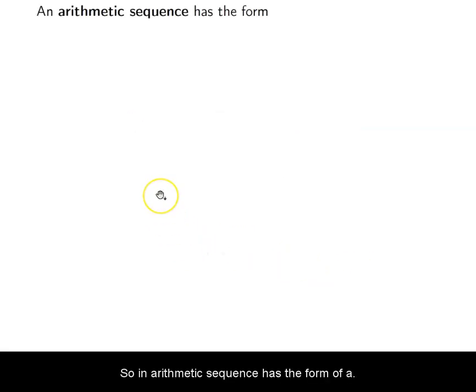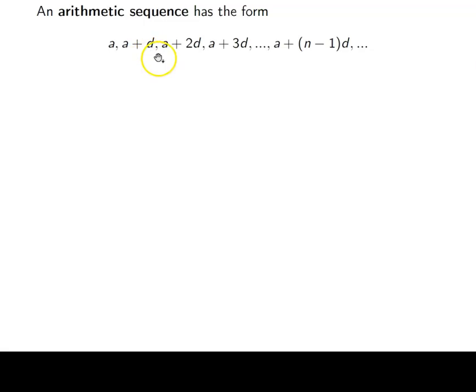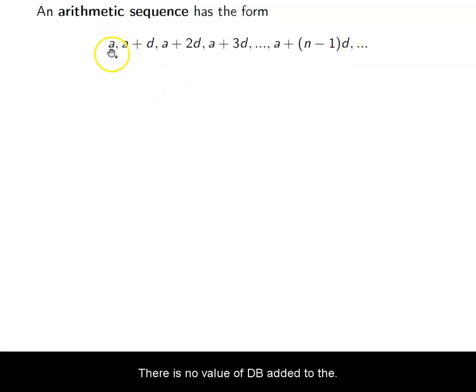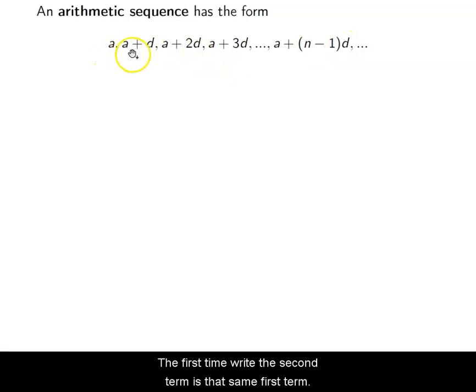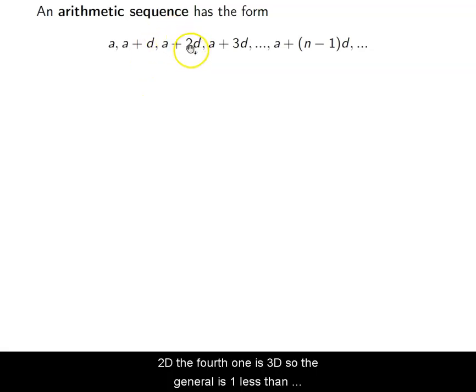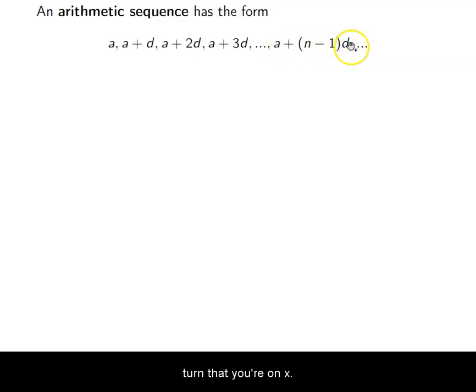Okay. So an arithmetic sequence has the form of a, plus some value d, a plus 2 times that value, a plus 3 times that value, and so forth. The generalized term is a plus (n minus 1)d, right? So notice that for the first term, there is no value of d being added. The second term is that same first term, but d more. The third one is 2d. The fourth one is 3d. So the general is 1 less than the term that you're on times d.